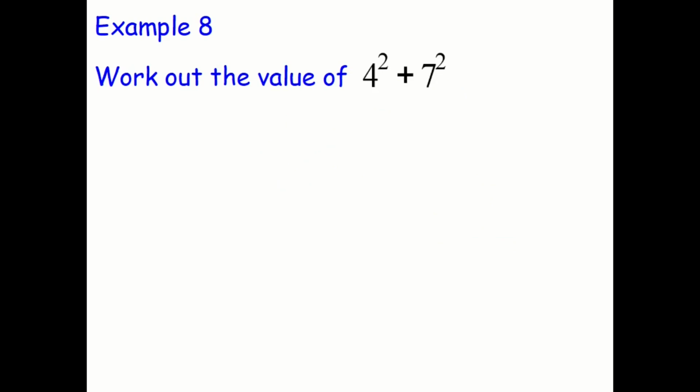Example 8. Work out the value of 4 squared plus 7 squared. Well, 4 squared is 4 times 4, which is 16. 7 squared is 7 times 7, which is 49. And I'm going to add them together, which gives me 65. So 65 is my answer.